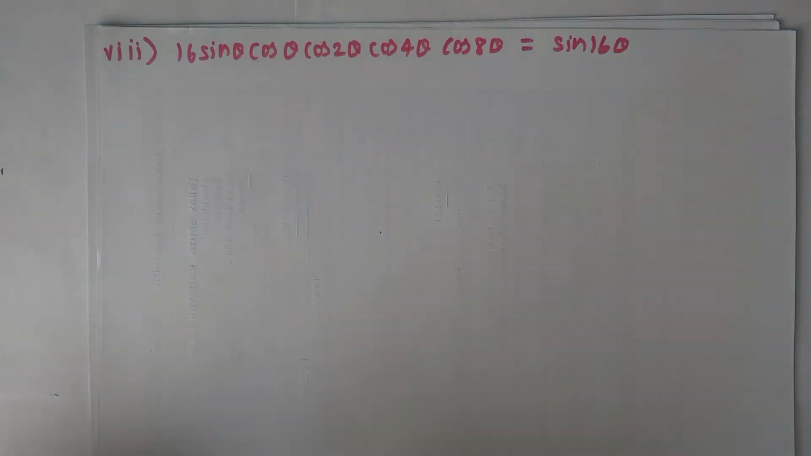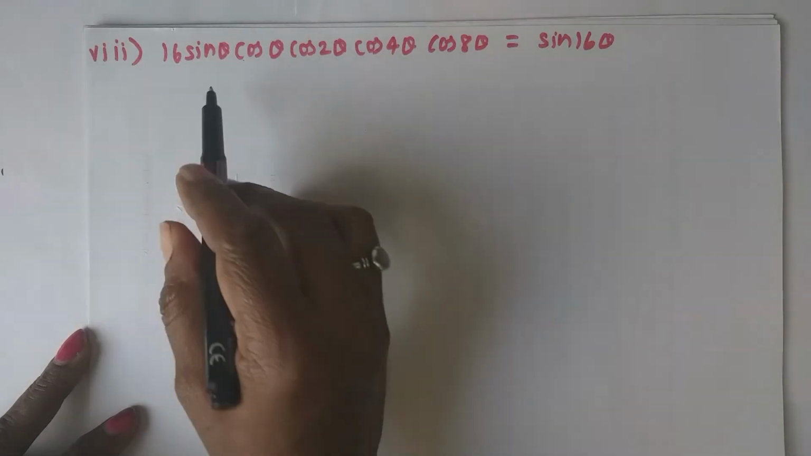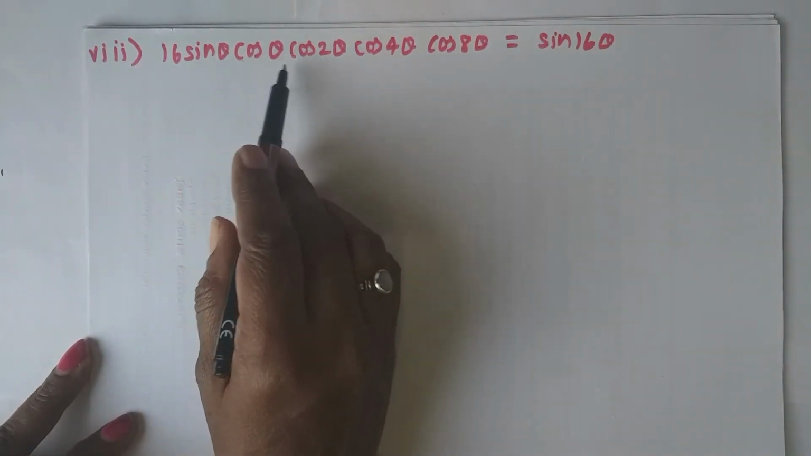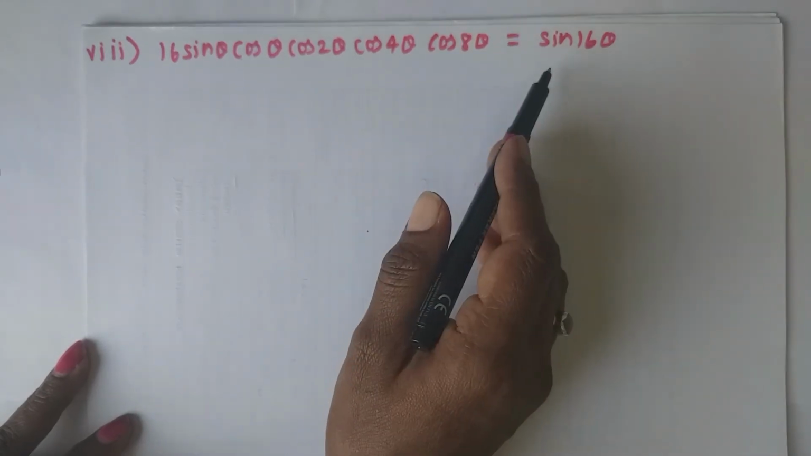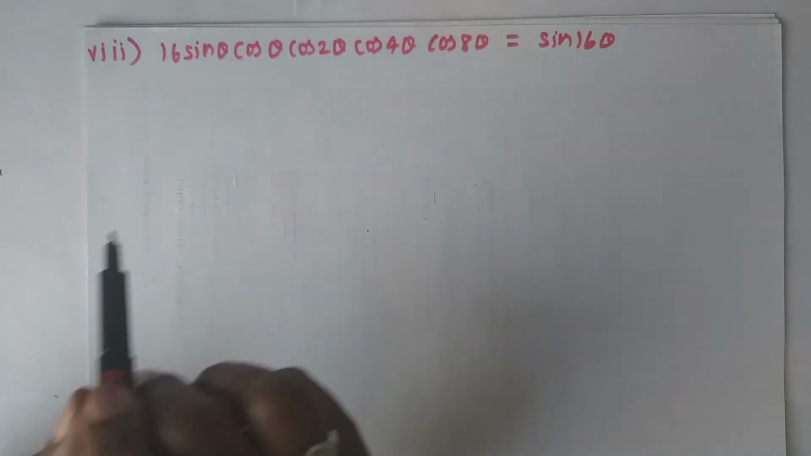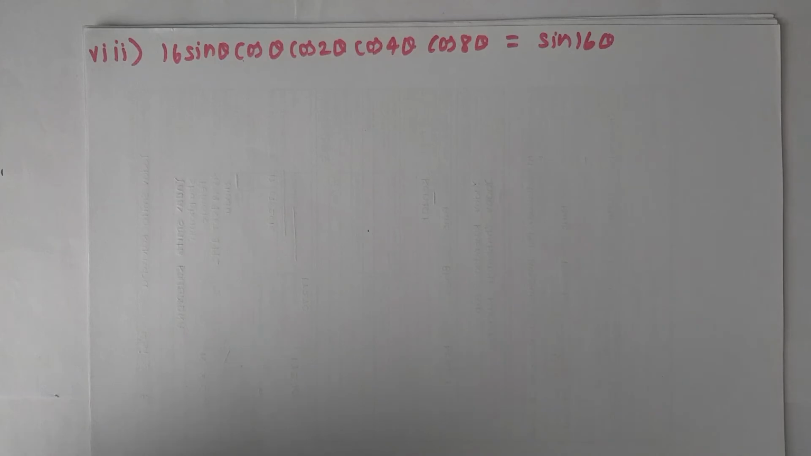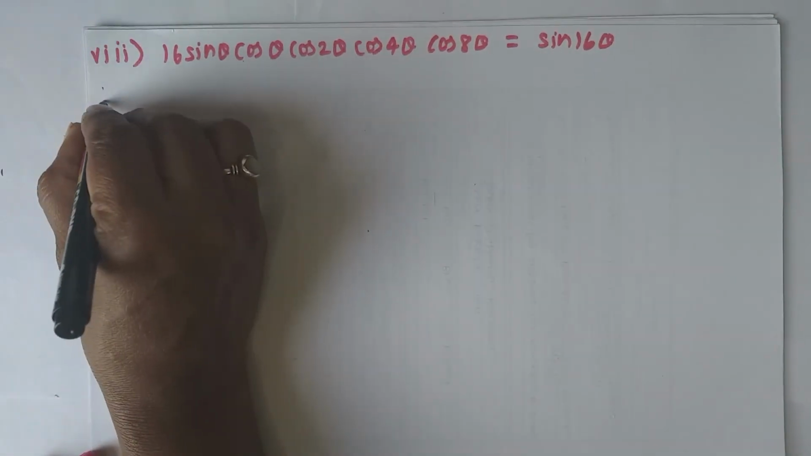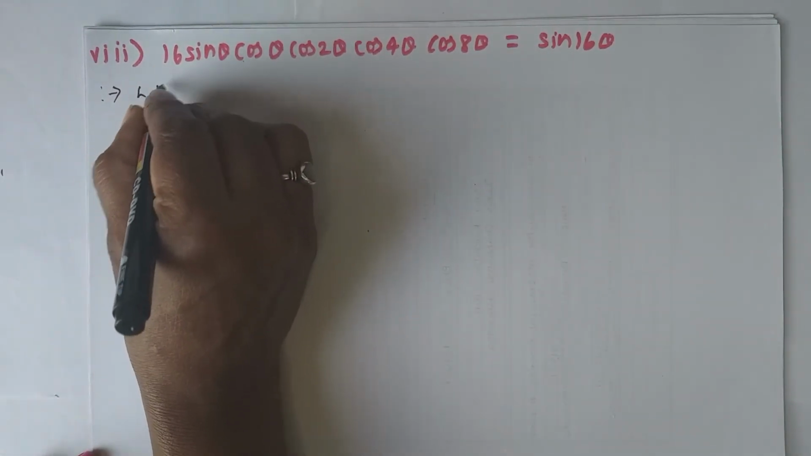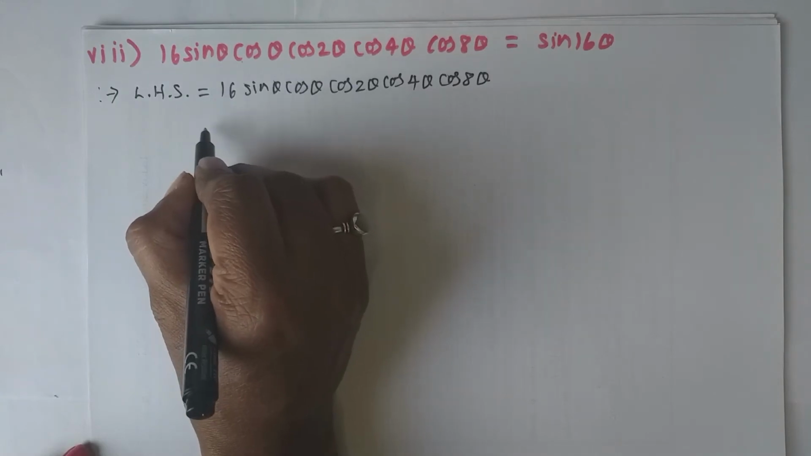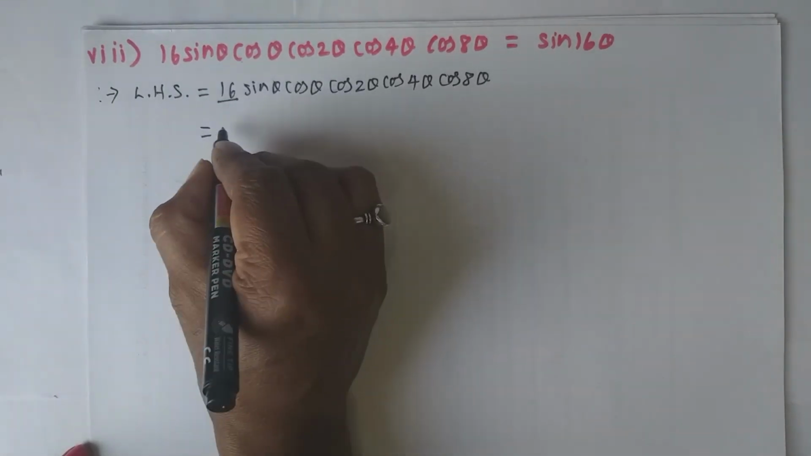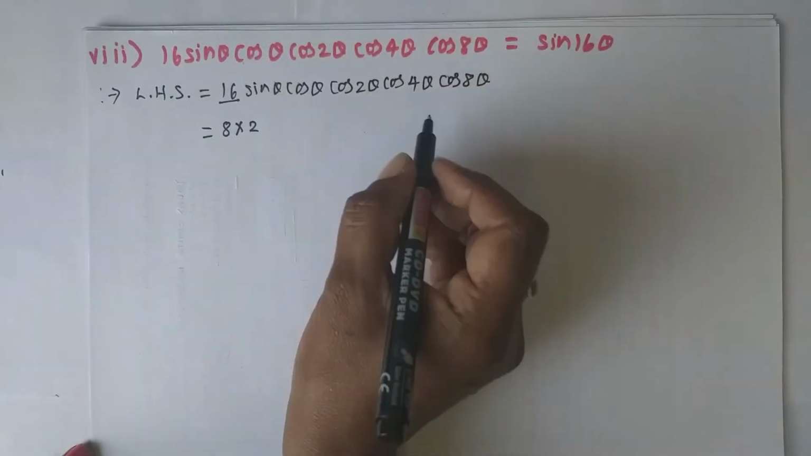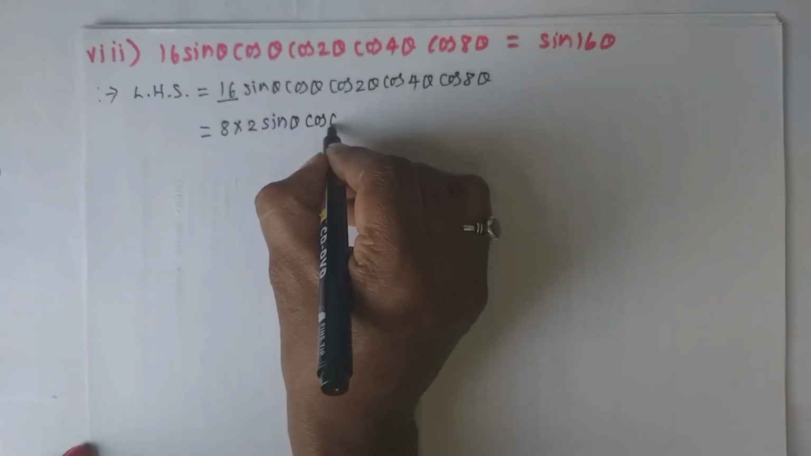Now see what is the next problem. That is 16 sin theta cos theta into cos 2 theta into cos 4 theta into cos 8 theta is equal to sin 16 theta. Again you take the left hand side as it is and try to prove it is equal to right hand side. Now here I will rearrange the term. I will split this 16 as 8 into 2. Now write down the remaining terms as it is.